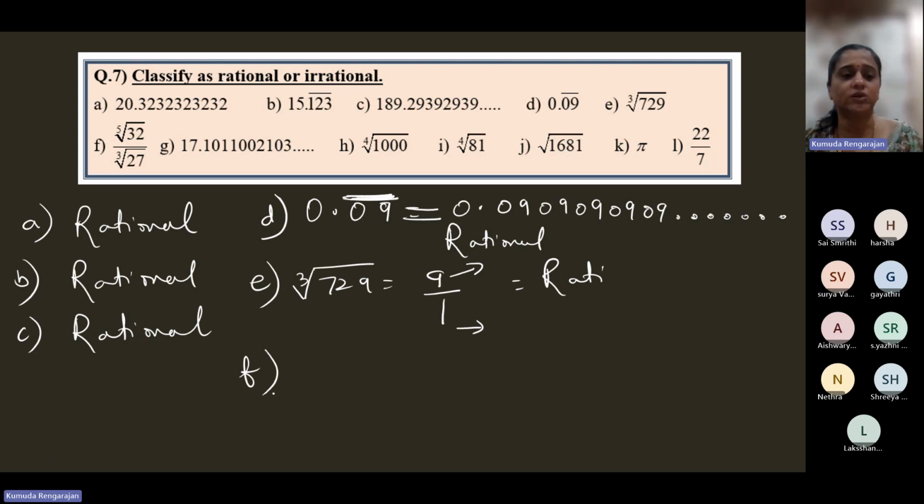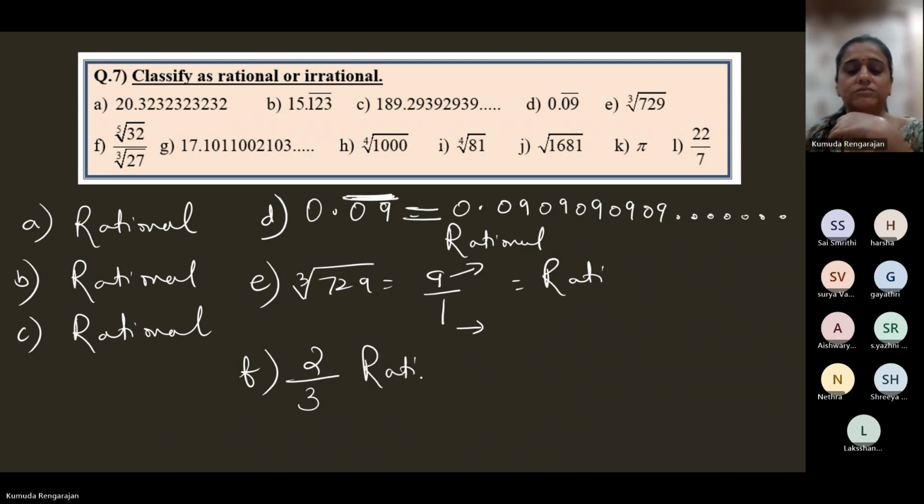What's the fifth root of 32? 2. Fifth root of 32 is 2. And what's the cube root of 27? 3. Integer by integer. So rational number.